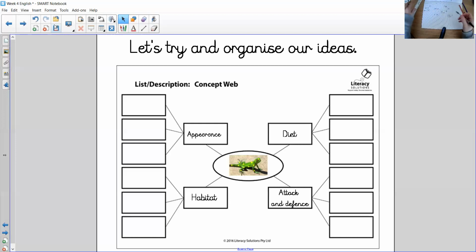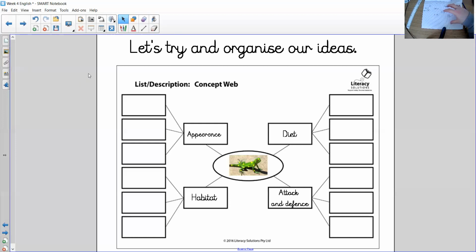So you can then try and put all your ideas about the yellow spotted lizard down and see how many concepts and how many things you've got down there as well. Attack and defense will be quite easy, quite an interesting one to do. See what you get with that. So you should then end up with a finished product there on your page.